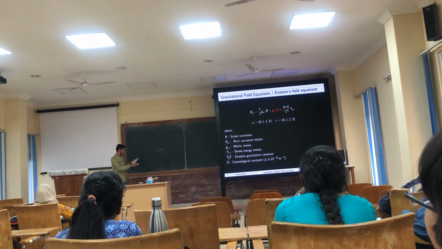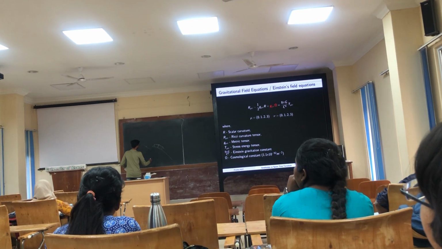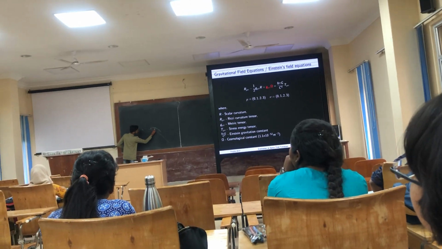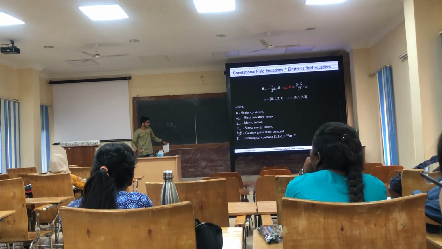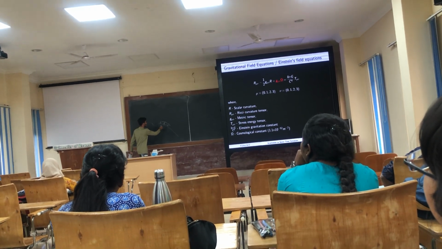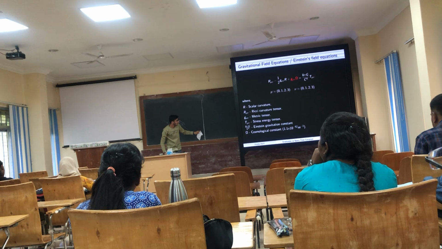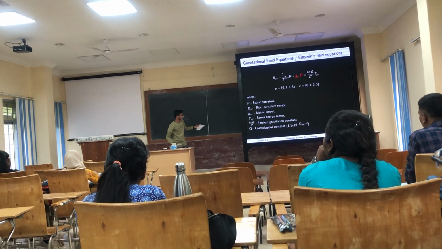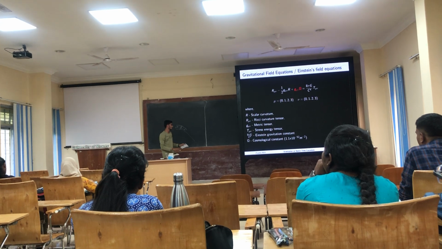Then the scalar curvature says how space is changed and the distance here, how it is changed. It is explained by R, that is the scalar curvature. G mu nu is the metric tensor. It tells about the geometric structure of the space-time curvature. Next, as I said, this is the cosmological constant. It explains about the presence of dark energy.